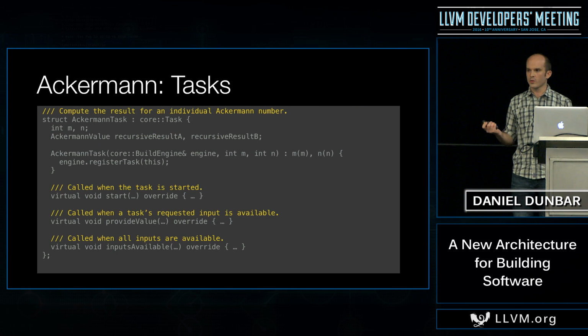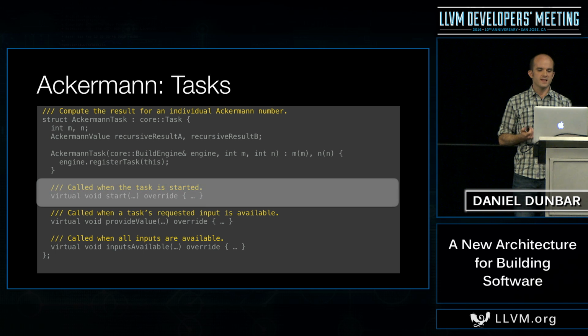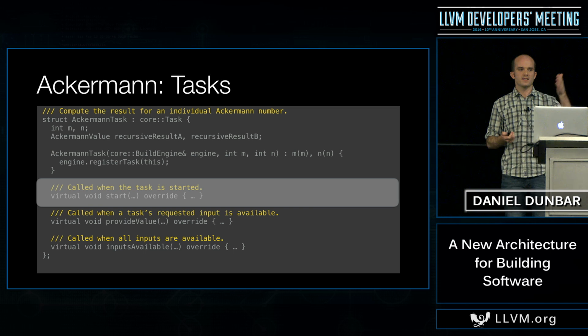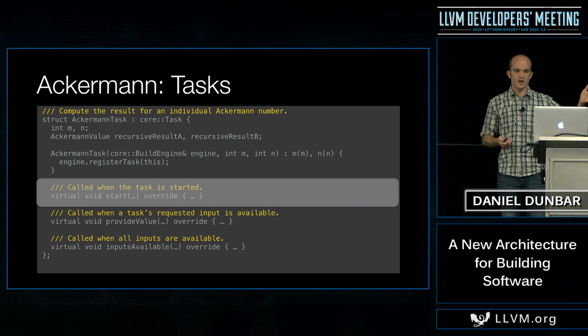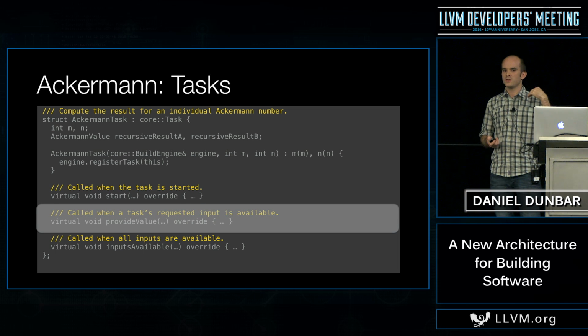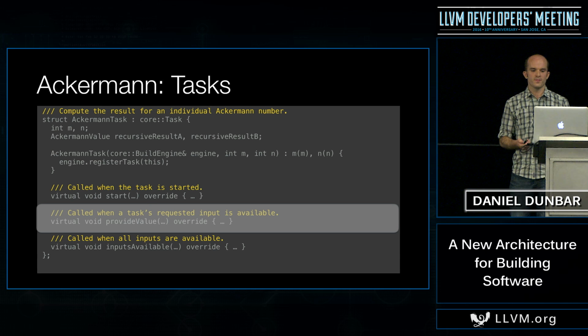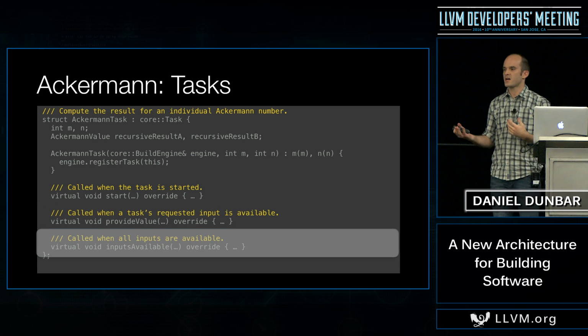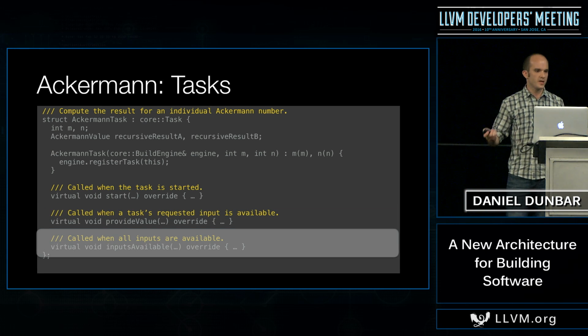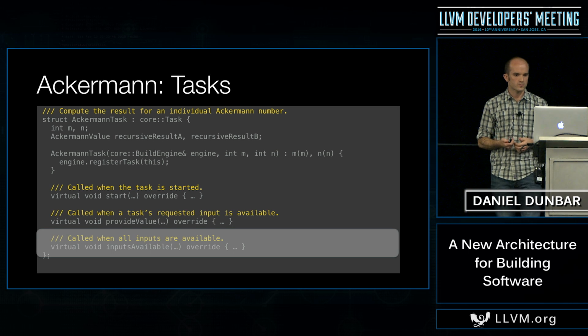So tasks are where the real work happens. The way that the task works is that the engine will call back into your tasks as interesting stuff happens. So when a task is started, you're notified. When the engine has computed a result that you asked for, then it's given to you. And when all of the inputs that your task asked for have been computed, then it tells you that you're done and you should complete.